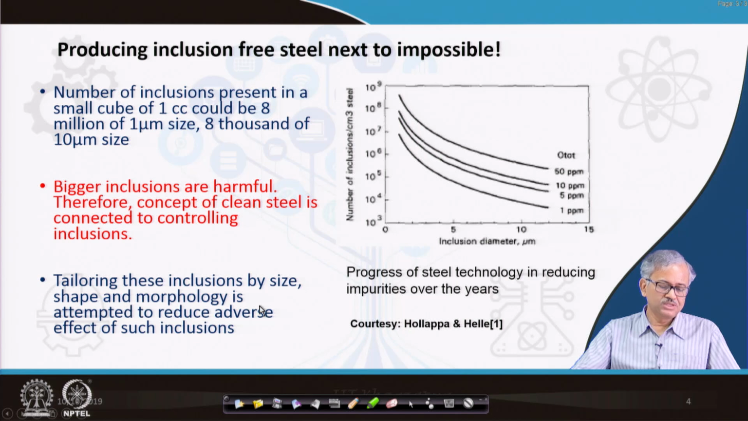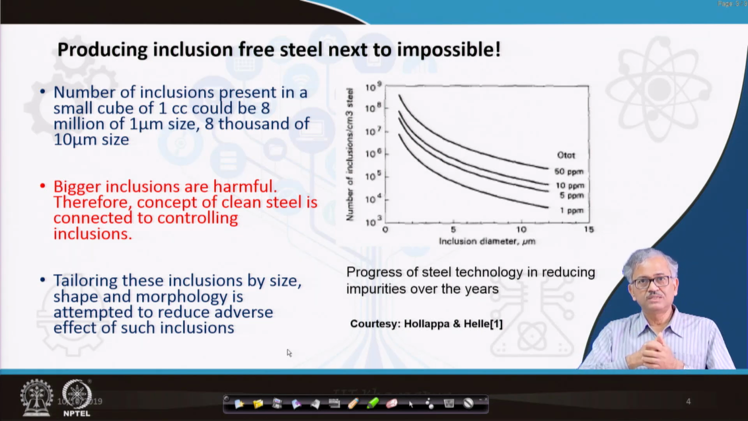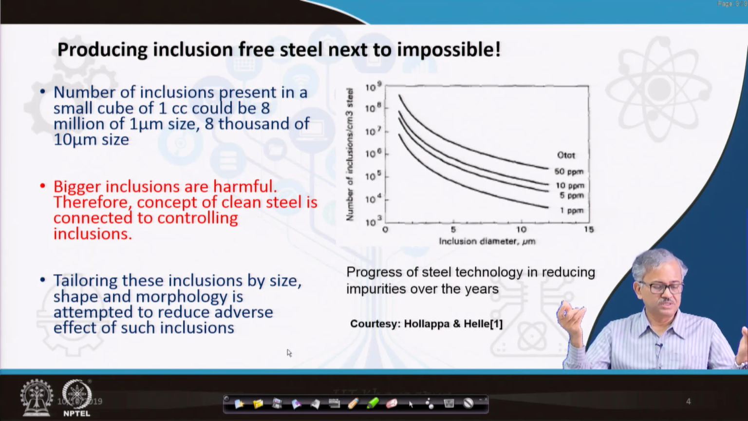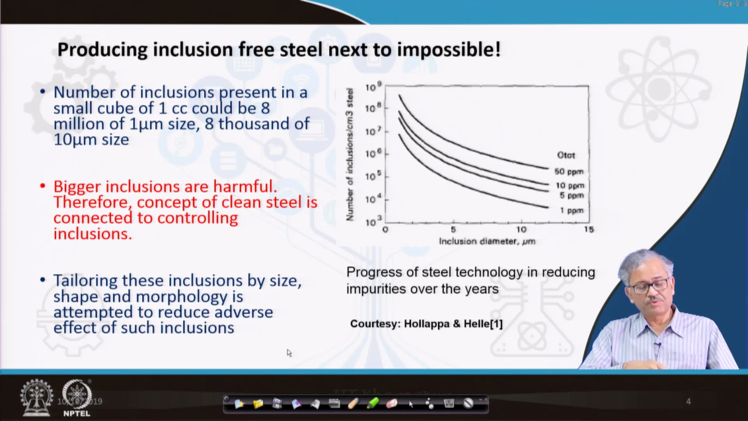Tailoring these inclusions by size and morphology is attempted to reduce their adverse effect during downstream processing of steel, or during its service life. There are properties in service life, like fatigue property, which is very much influenced by these inclusions. So inclusion control is very important. You have to modify the shape. This is called inclusion modification.